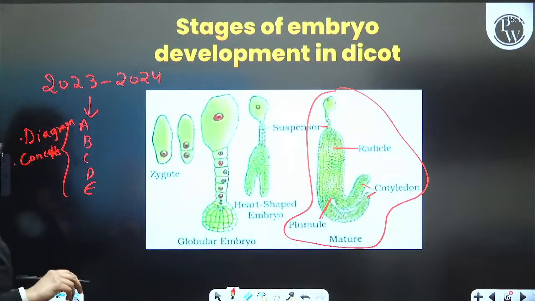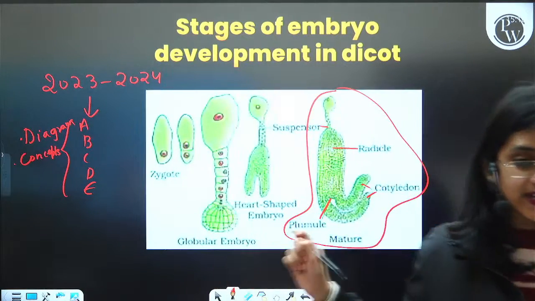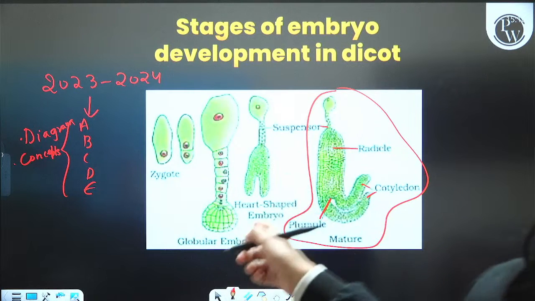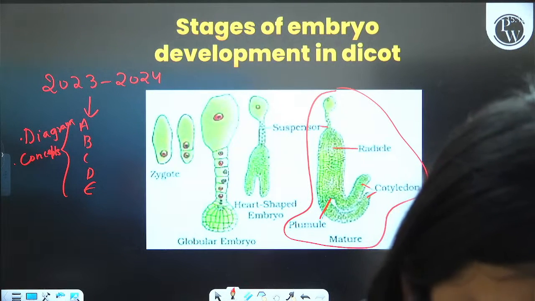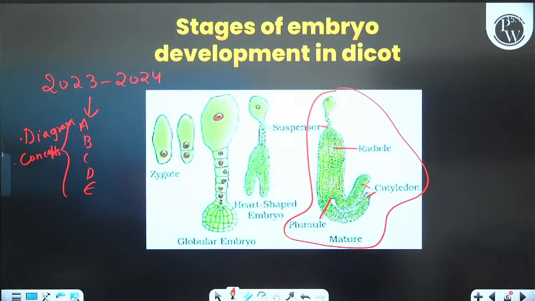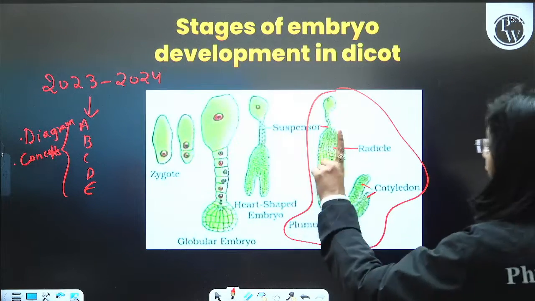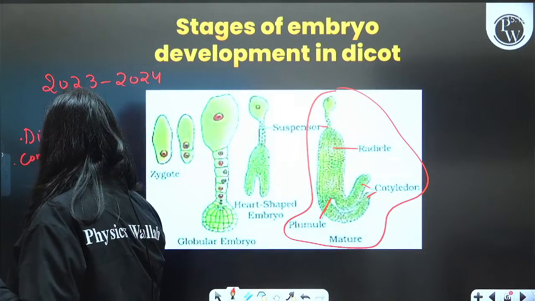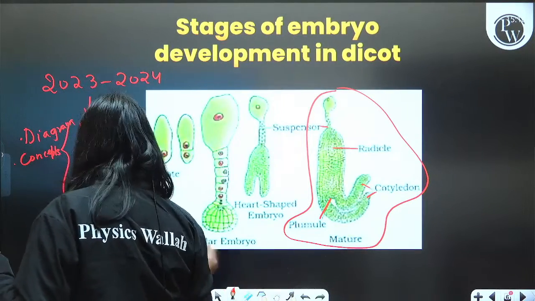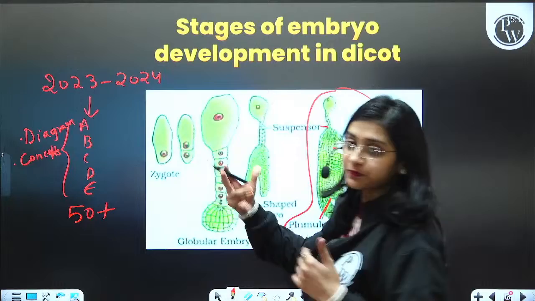Okay, have you understood? So this is a very important pointer, and by doing this, you are able to score a minimum of 50 out of 70. So 50 plus is guaranteed by doing this practice.